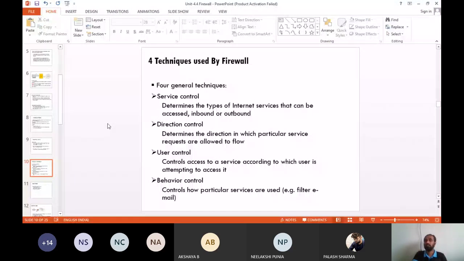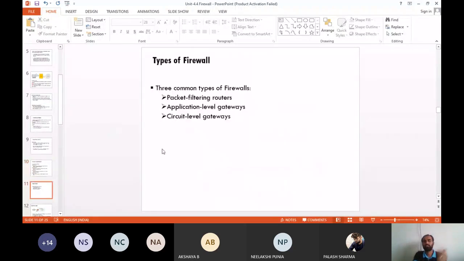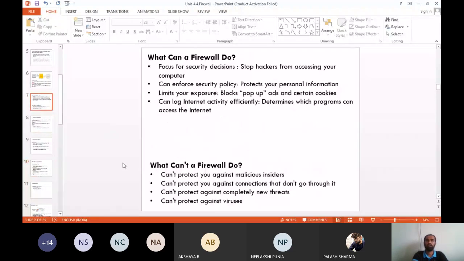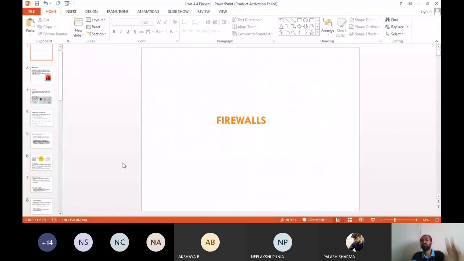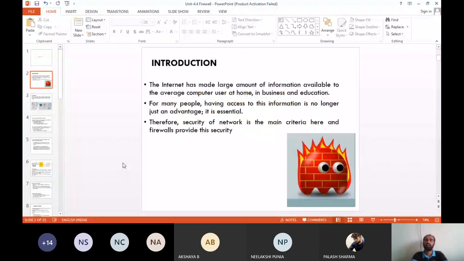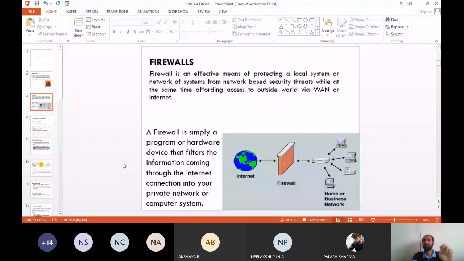So that's today's session. In the next session, I'm going to take up the types of firewalls. Today, let me summarize. What I discussed is the normal introduction to internet security, and I gave a simple definition of firewalls and how they work.